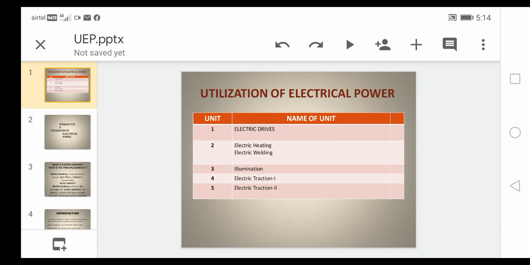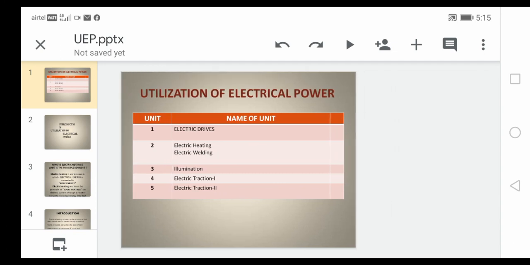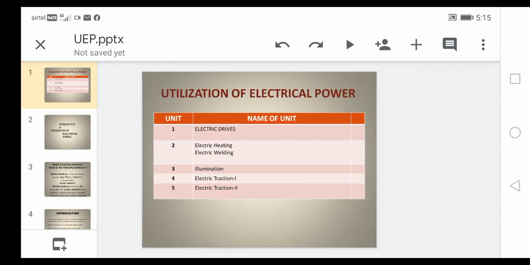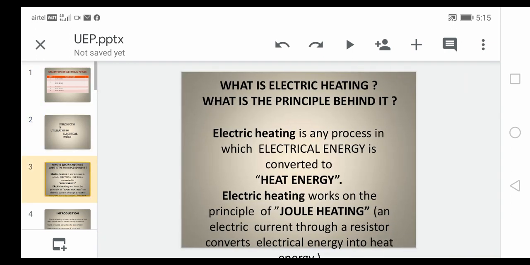Today I am going to discuss electric heating. In utilization of electrical power, we basically have the following units: electric drives, electric heating, electric welding, illumination, electric traction 1 and electric traction 2. These are the main units in this subject. Here we are going to discuss electric heating.